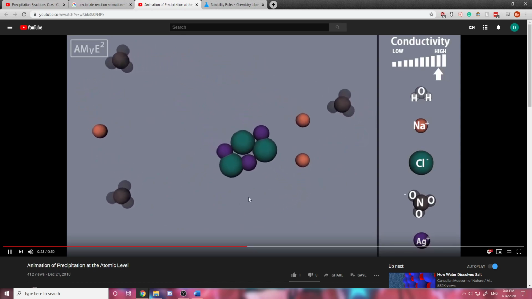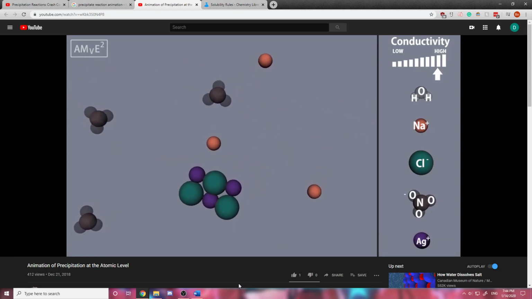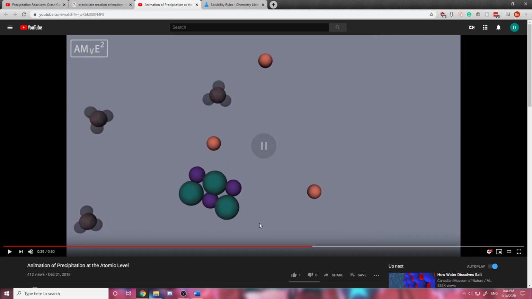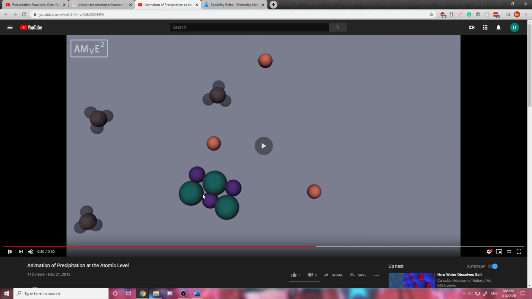So that's what this image is showing. Once it meets more of the silvers and the chlorides, it's going to start reforming the lattice structure. So imagine there's millions of each of these particles. They're going to start attaching to each other and then start forming the lattice structure, which is the solid. That is essentially, on the molecular level, how a precipitate forms. And I want to capture that last image.